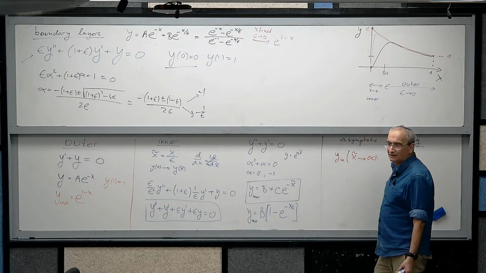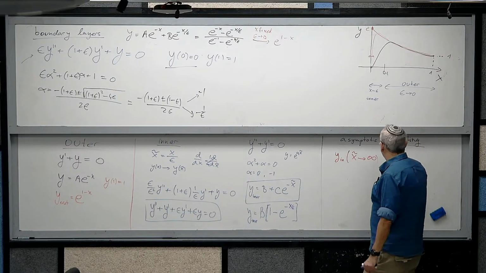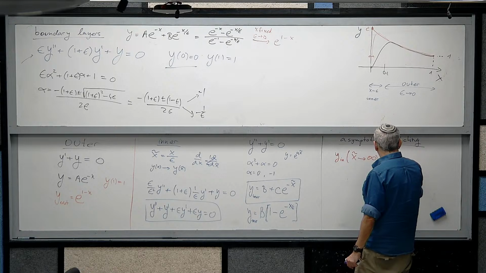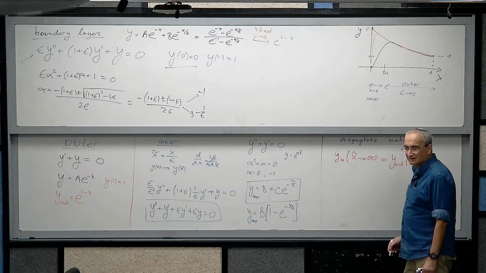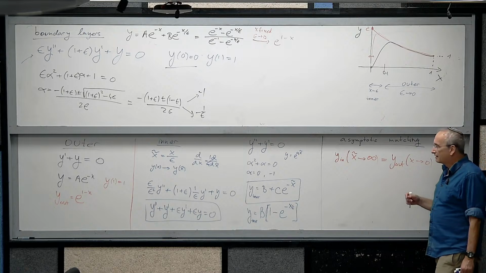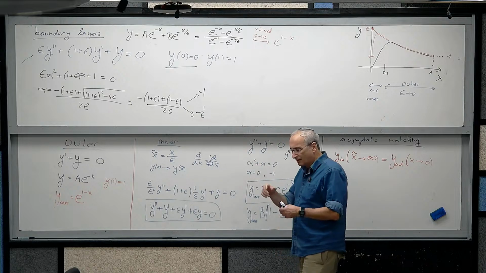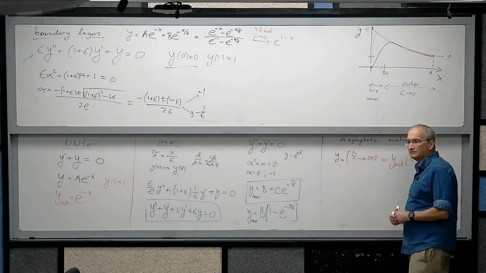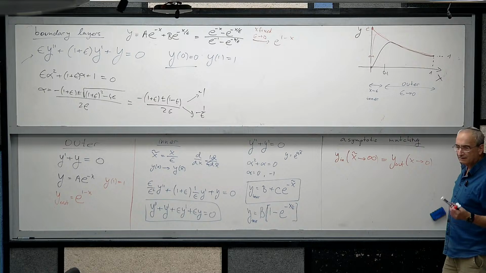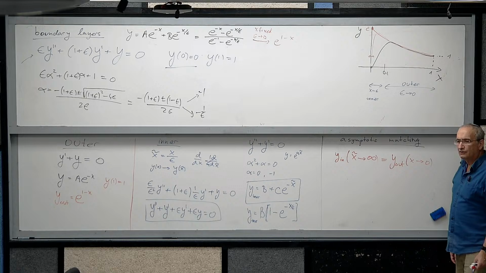Now, what does it mean x tilde goes to infinity? It means x much larger than epsilon, right? To become equal to y outer at x goes to 0. That's asymptotic matching, right? And the point is that this, unlike... okay, first of all, I have no time to explain more about that, so I will analyze it better next week, hopefully.